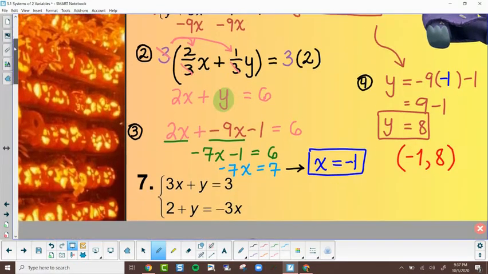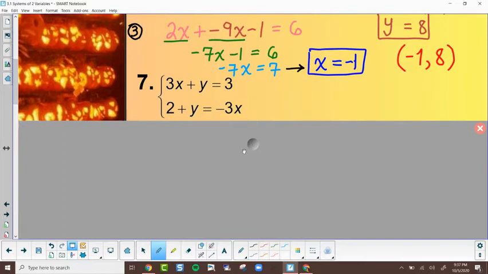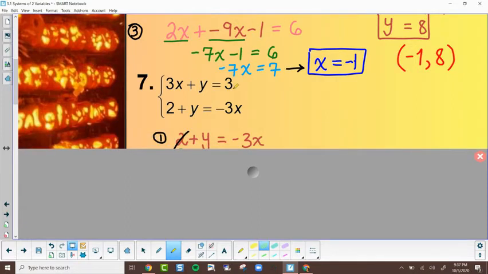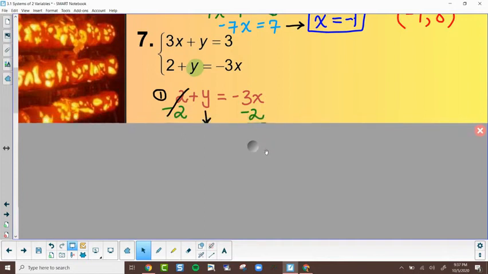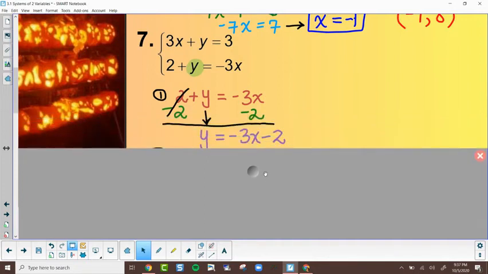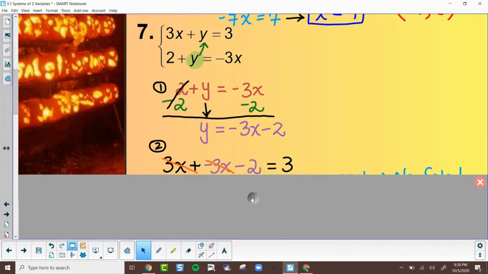All right, go ahead and pause the video and try number 7 on your own. Welcome back. So again, substitution, it looks like I'm going to try to solve one for y equals. So I went ahead and picked this one to solve for y. So it looks like I'm going to subtract the 2 from both sides. So it looks like I have something that looks like this. So now I'm going to plug that into this equation up here. So I'm going to substitute and replace and try to clean everything up that I possibly can.